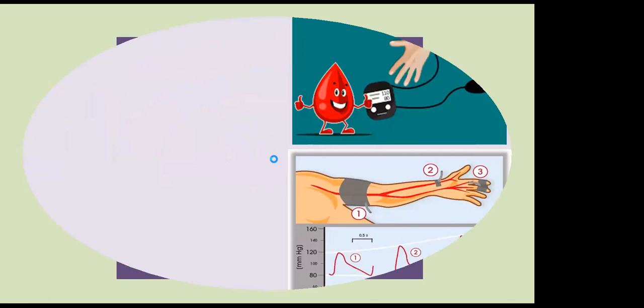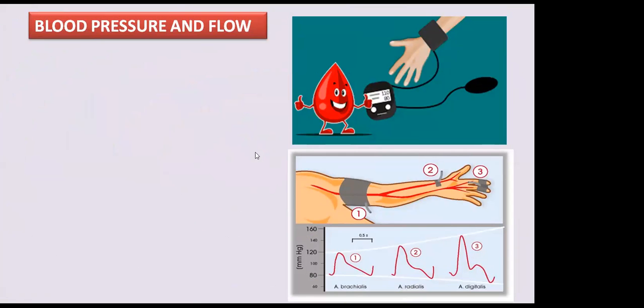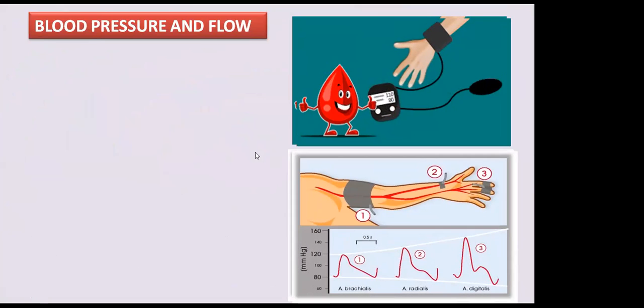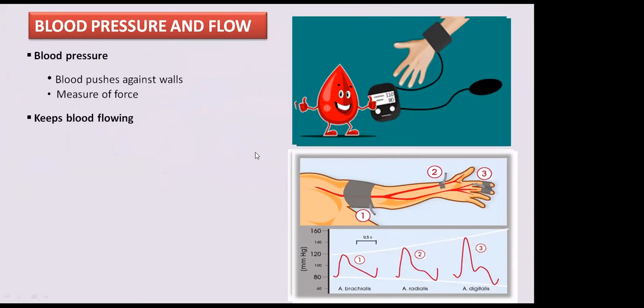Let's move on. Before going into the details of the disorders, first let's see what blood pressure and flow are. What is blood pressure? Blood pressure is nothing but the pressure of blood exerted on the wall of arteries. The pressure of blood which is exerted on the wall of blood vessels is called blood pressure.